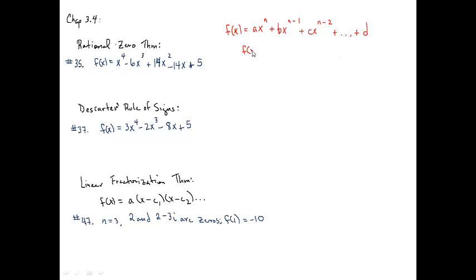An example would be 3x to the 5th power minus 4x squared plus 2. That's a generic looking polynomial. It can have many terms, and my leading coefficient is 3, and my constant term is 2. So with the rational zero theorem, you're mainly looking for the leading coefficient and the constant term. That's what you want to deal with, the leading coefficient and the constant term.